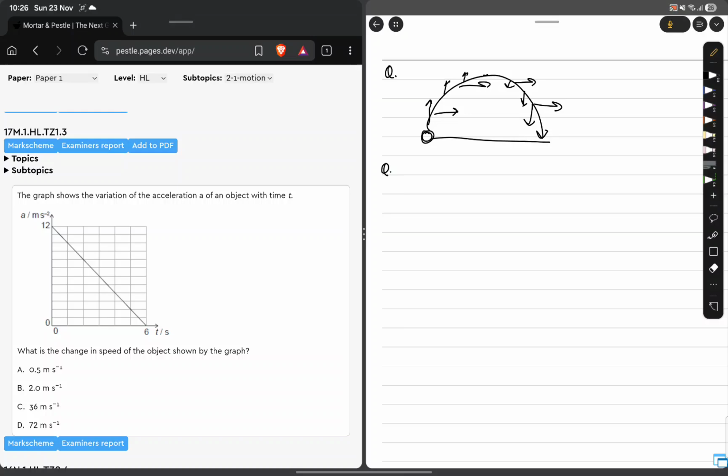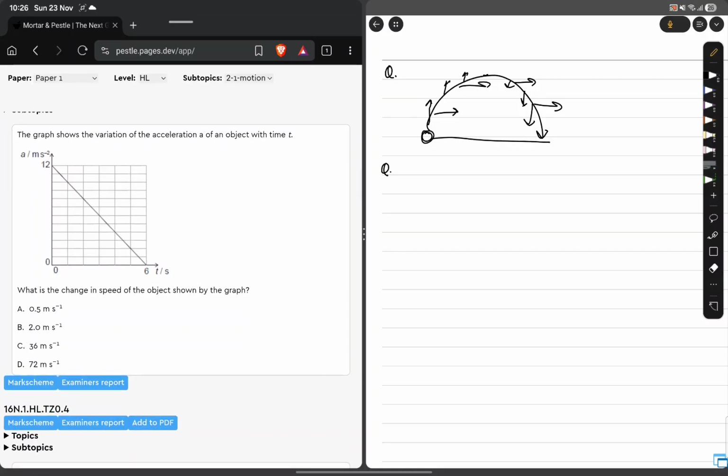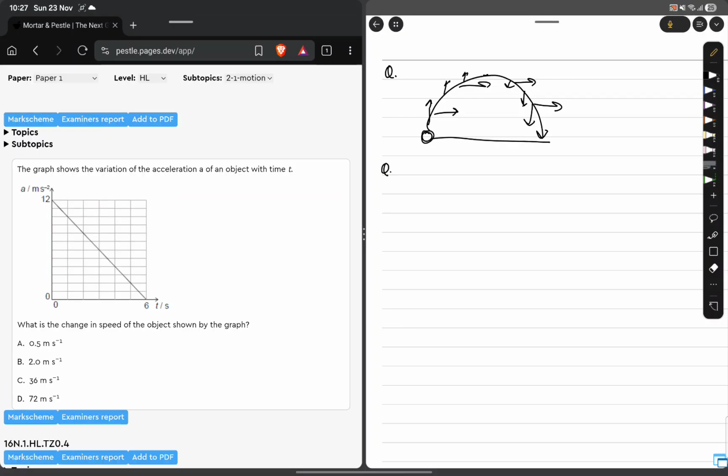And the next question. The graph shows the variation of the acceleration of an object with time t. What is the change in speed of the object shown by the graph? So, this is again, find the area, I think. So, this is 12, this is 6. We got like that. We gotta find the area. How do we find the area? Easy peasy. We multiply it to get the entire square first and then divide it by 2. Half base into height. So it's gonna be half 12 into 6. This will give us 36, which is C, and that's the right answer.